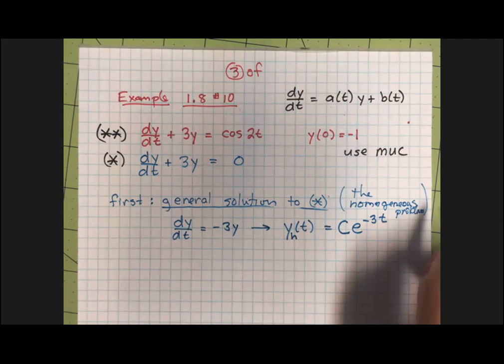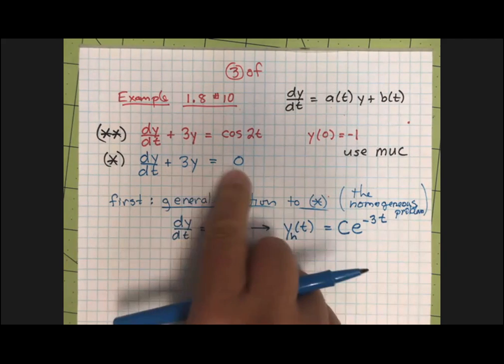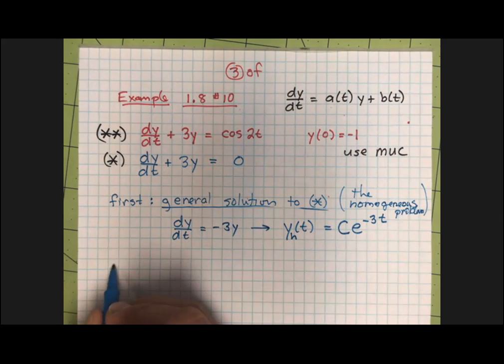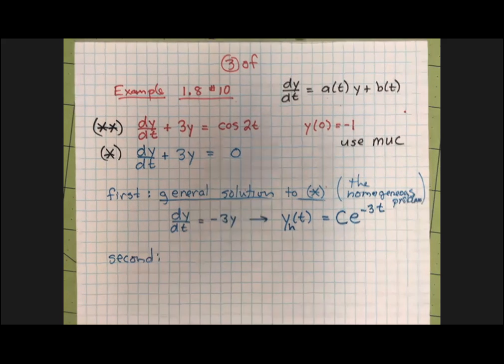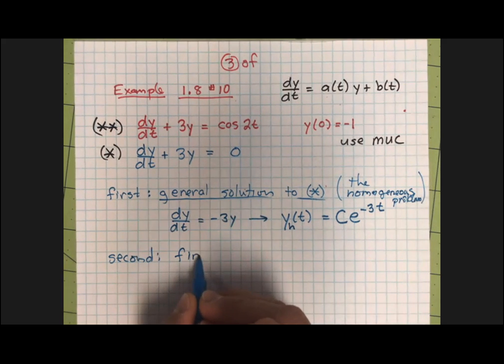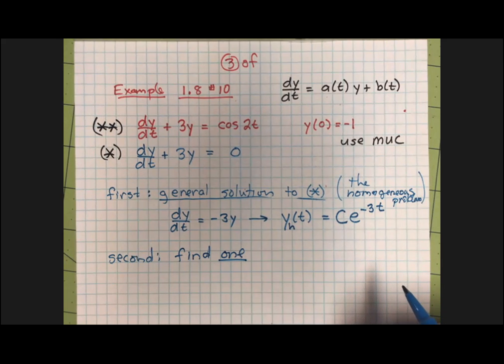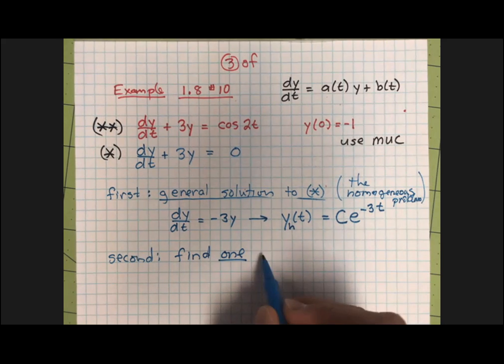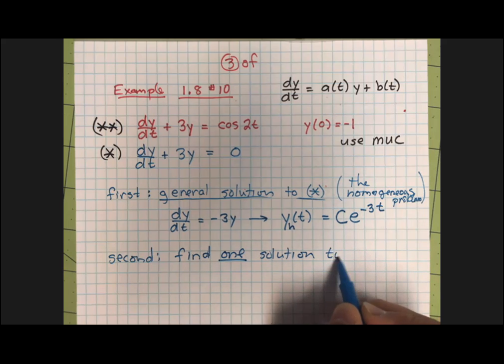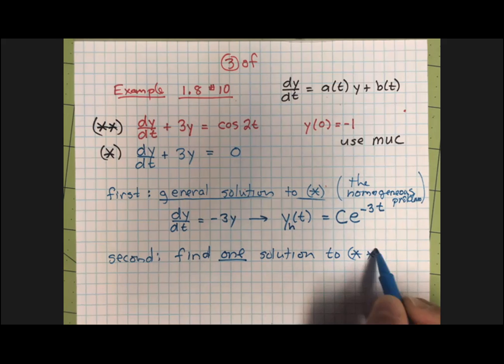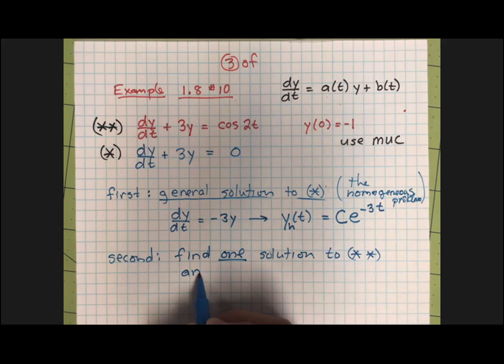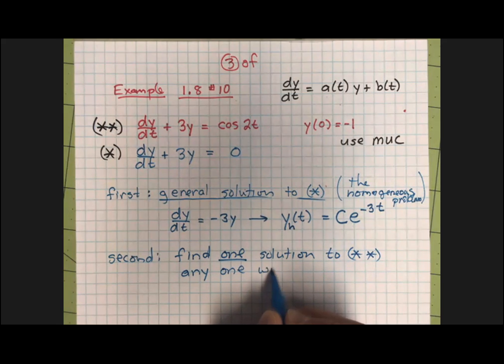And here in mathematics, homogeneous means just sums to zero. Okay, second, we need to find one. Only one, not general. We just need to find one solution to double star. Any one will do.